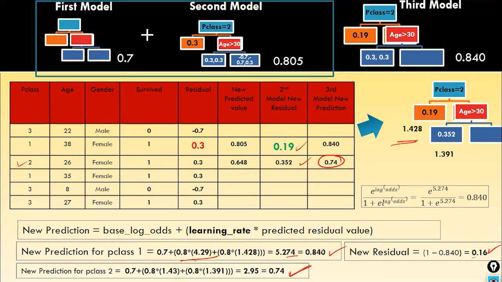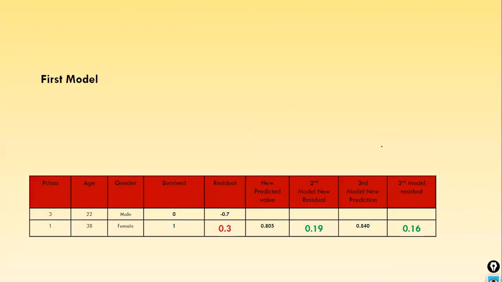Now for simplicity's sake, we will take only this record. If we take that record, we can see that in the first iteration, the residual was 0.3, and in the second iteration, it was 0.19, and in the third iteration, there is a drop in the residual. You could see a good sign. The new predicted value was 0.805 in the second model. In the third model, the new predicted value is 0.840.